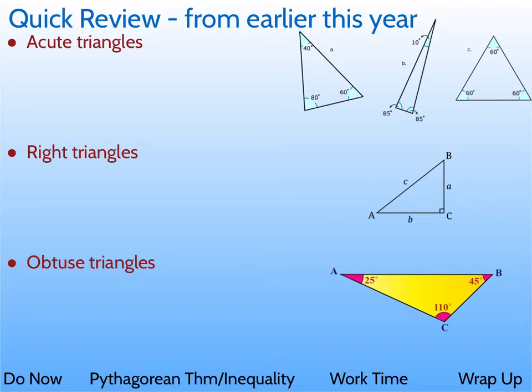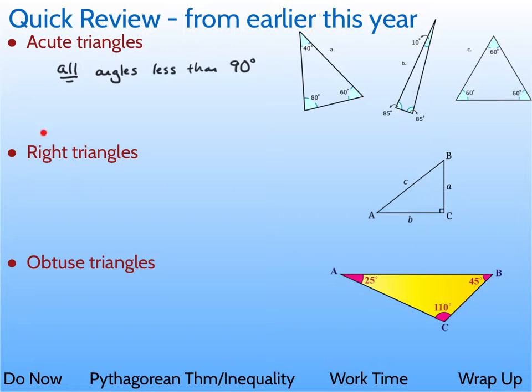Okay, so today we're going to be looking at acute, right, and obtuse triangles, so I thought it'd be a good idea to review what an acute triangle is, what a right triangle is, and what an obtuse triangle is. If you look at these diagrams, you should know that acute triangles are triangles with all angles less than 90 degrees. So here you see 40, 80, 60, 85, 85, 10, and 60, 60, 60 with an equilateral triangle. So that's an acute triangle.